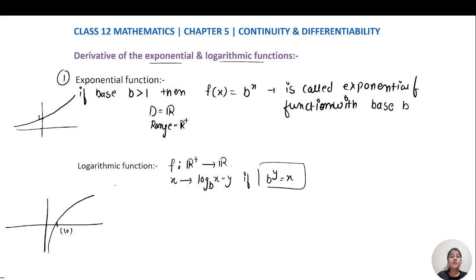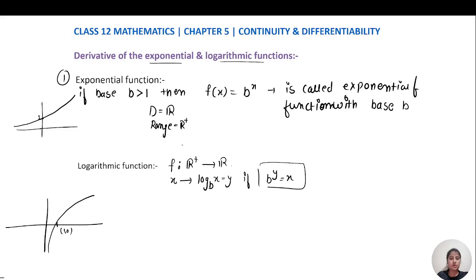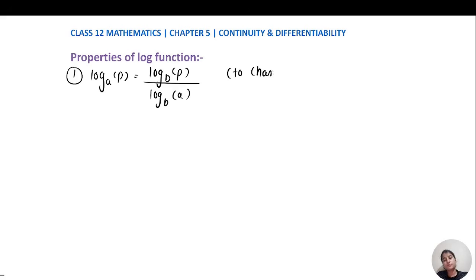Now let's move ahead. A very important part is the properties of the log function. This will help you a lot in solving problems on differentiability or continuity as well. First, if you have to change your base in log: suppose you have base a, log with base a of p can be written as log with base b of p divided by log with base b of a. This is the change of base.